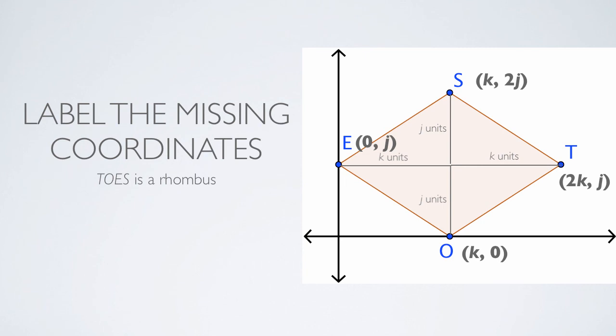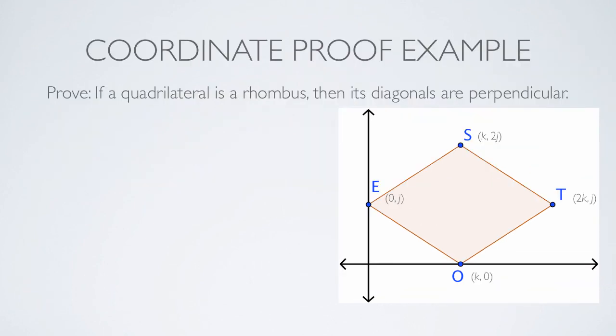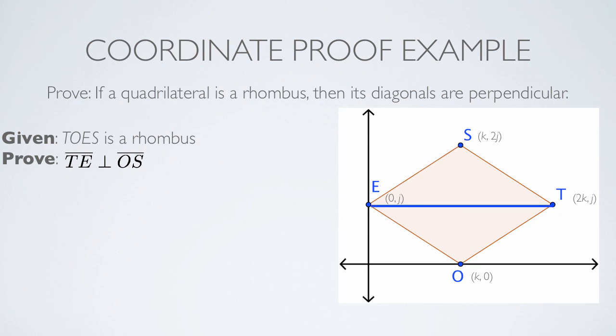Let's look at one coordinate proof. Let's say we want to prove that if we have a rhombus, then its diagonals are perpendicular. And we'll use the previous rhombus, TOES. So we're given that that's a rhombus. We want to prove that TE is perpendicular to OS. Well, how do we prove anything is perpendicular? We use the slope formula. We want to prove that the blue segment is perpendicular to the green. So using slope, we'll show that.